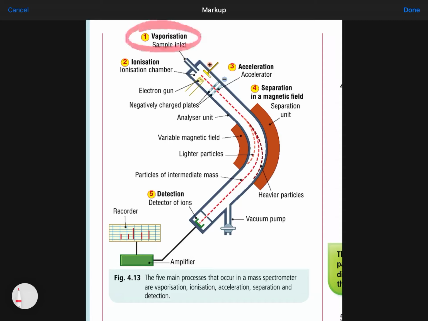So the first stage is vaporization. Vaporization means basically you're turning your sample into a gas. If your sample is a solid, you have to melt it first. If it's a liquid, then you inject it straight in. And when it goes in there, the sample is converted to a gas. It's a very, very low pressure chamber, and because of the low pressure, the molecules of the liquid that goes in turn into gas. And then the second stage is ionization.